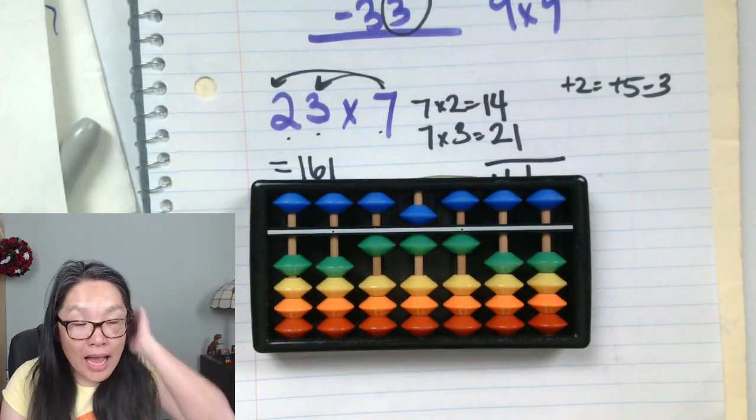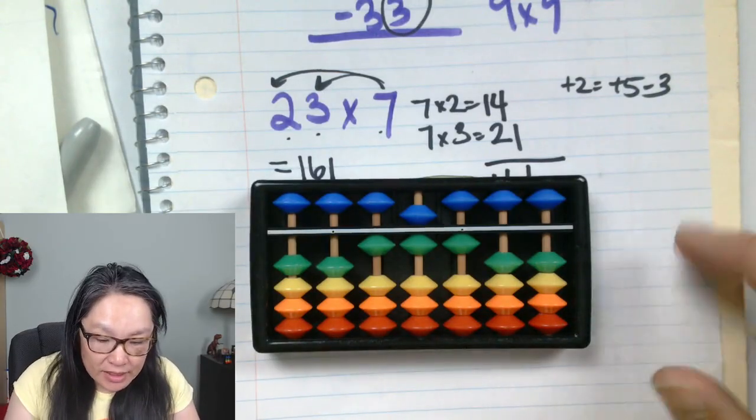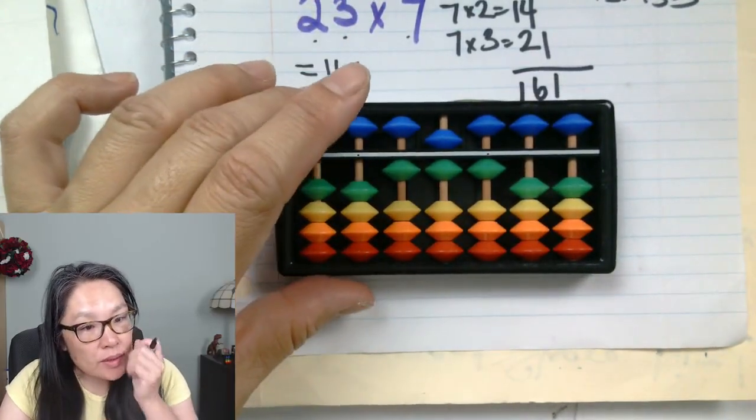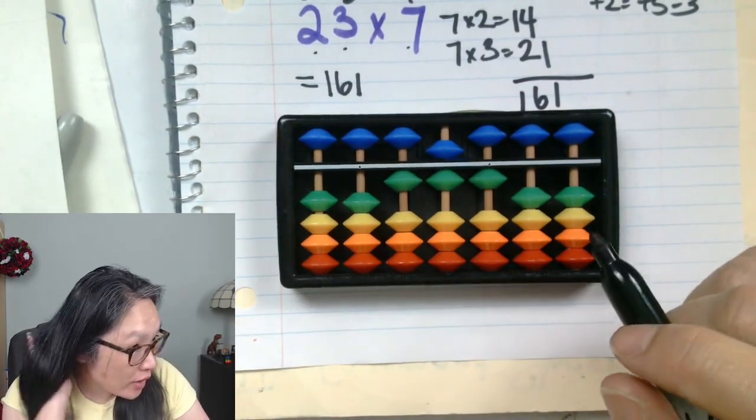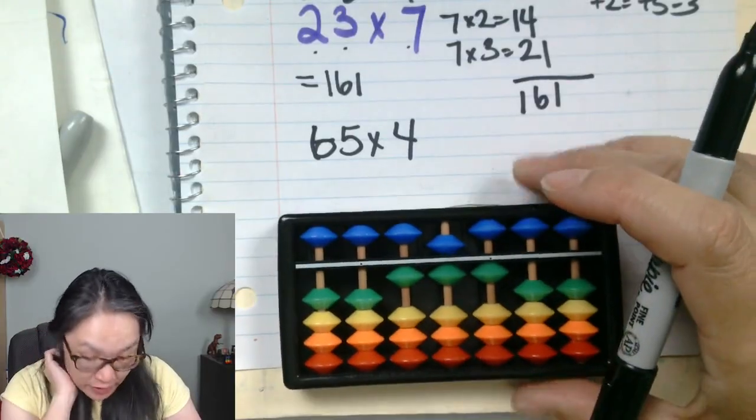So really, abacus is just moving the beads. And because now we know how to add and subtract, it's easy to add and subtract any number. Lily, did that make sense? So let's do another one.